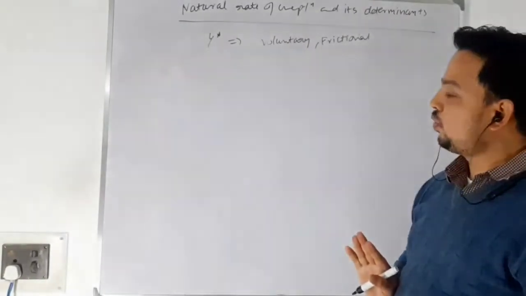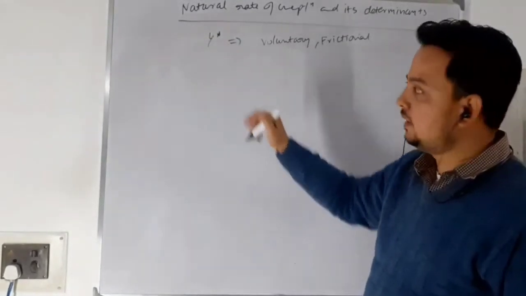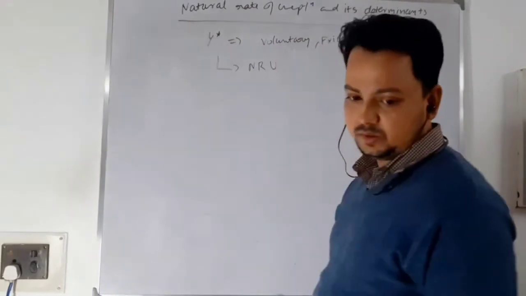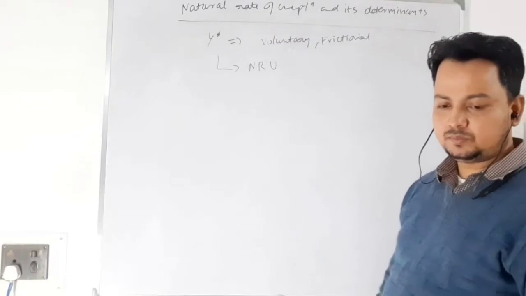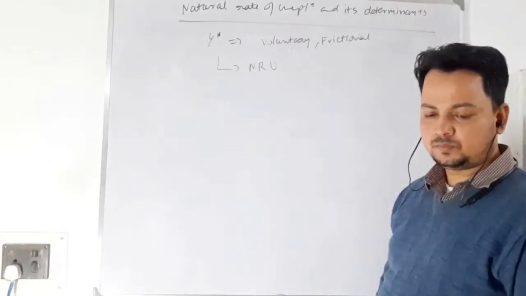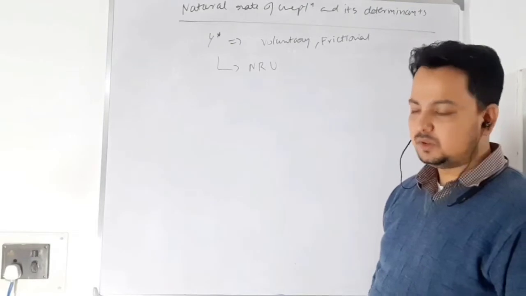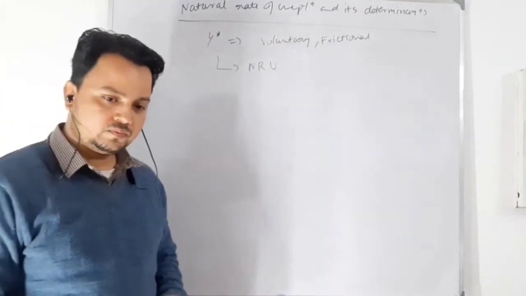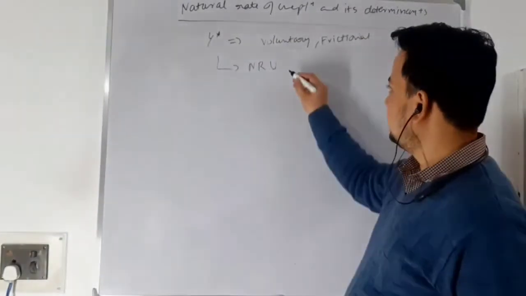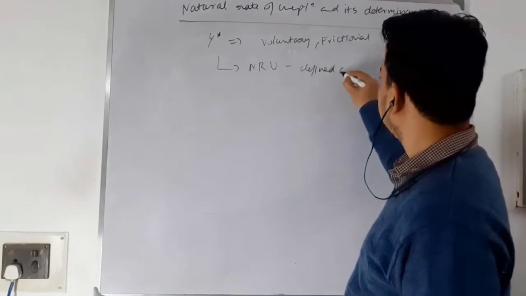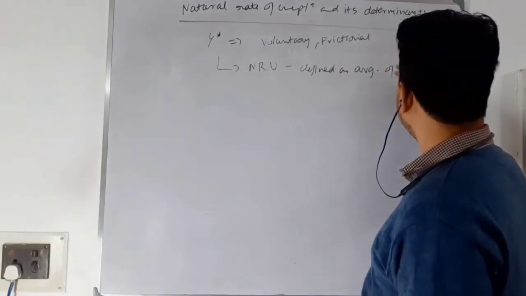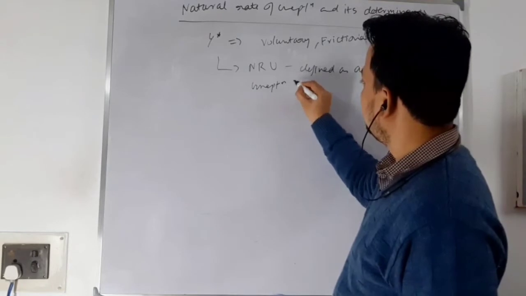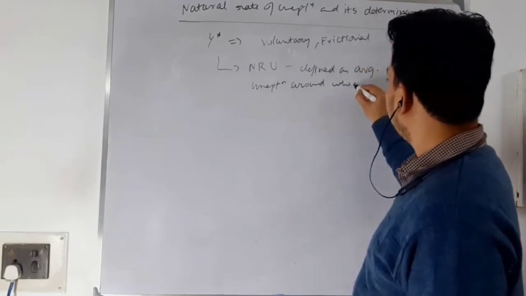So we have unemployment at the full employment level of output, and this unemployment is called the natural rate of unemployment. The unemployment associated with full employment output is called the natural rate of unemployment. And it is defined as the average rate of unemployment around which an economy fluctuates.